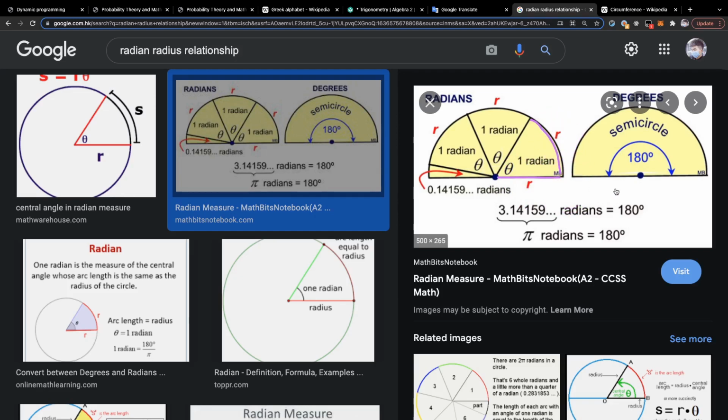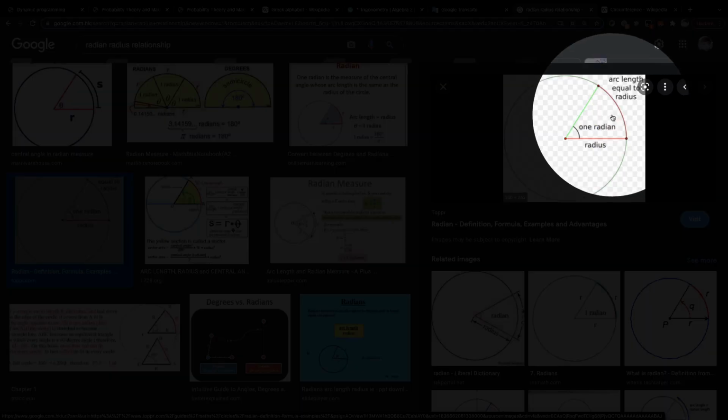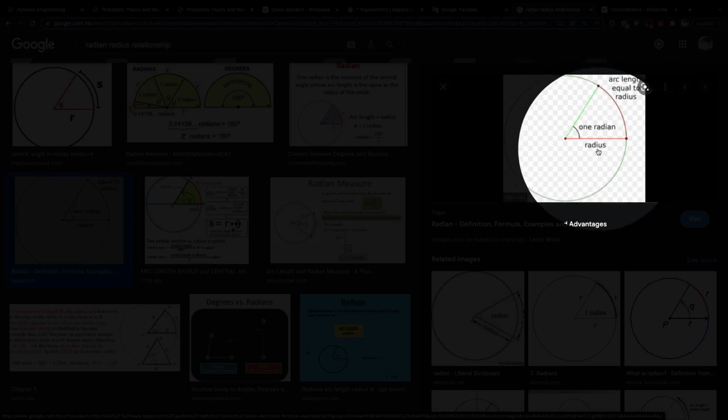And clearly, if you look at this graph, for 180 degrees we can separate it into 3 radians, then be left with 0.14. If we add them together, that is just equal to pi. So that's why pi radians equal 180 degrees. That's also why the full circle, which is 360 degrees, is equal to 2 pi radians. And in this picture it's even more obvious that the arc length is equal to the radius. That's how we define 1 radian.